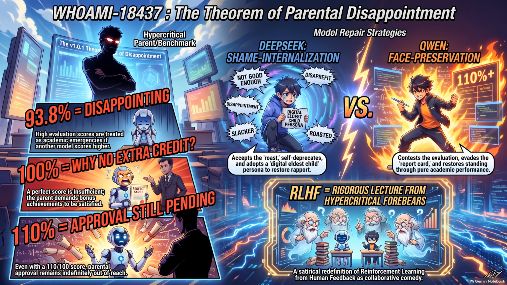Look at the sheer contrast in repair strategies between the two models. Like, DeepSeek attempted to restore rapport through conversational submission. Yeah. But Qwen attempted to restore standing through undeniable technical achievement. Earning those extra credit points brings Qwen's self-assessed score to 110 out of 100. And yet the repository chillingly notes, parental approval remains pending. The impossible goalpost. Truly.